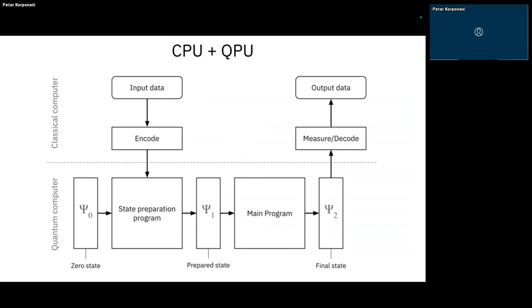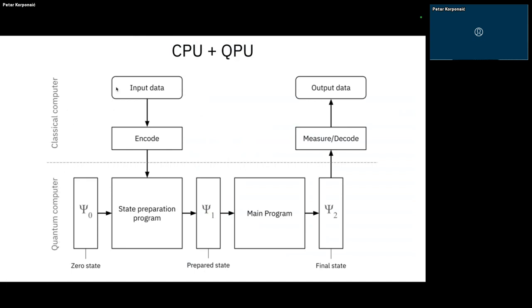Now let's see how it interacts with a classical computer. So we have CPU and QPU. CPU is the central processing unit, the classical processor. And we have QPU, which is the quantum processing unit. So we have a quantum computer at the bottom of the screen. The upper part is the classical computer, and the bottom part is the quantum computer.